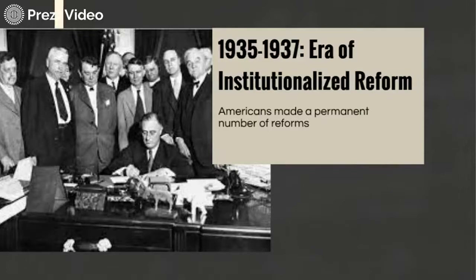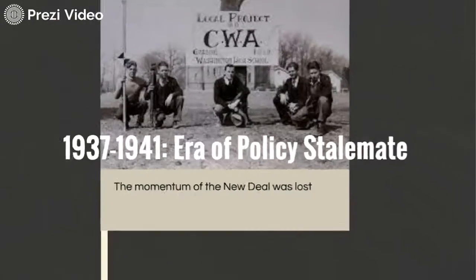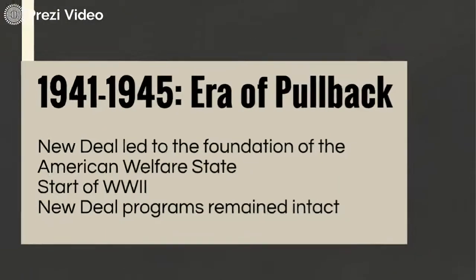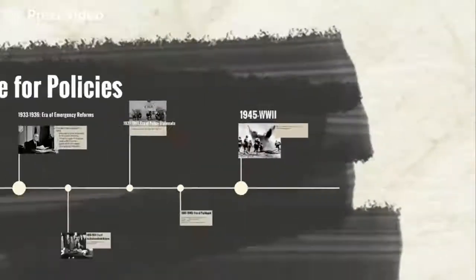institutionalized reform, with a permanent number of reforms through 1935, 1937. And then after that, there was a policy stalemate where there was momentum that was lost, the era of pullback with World War II rising, and then World War II, which started in 1945.